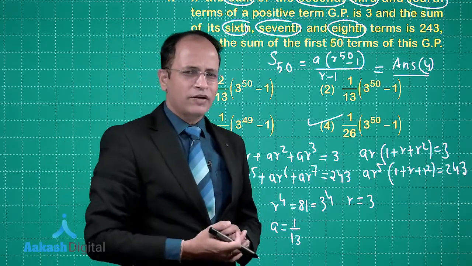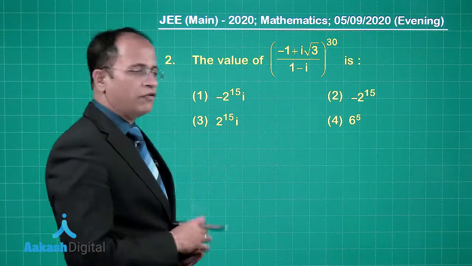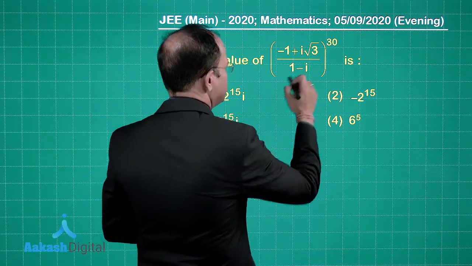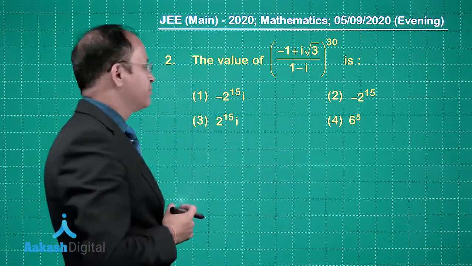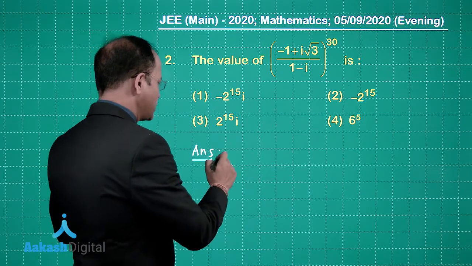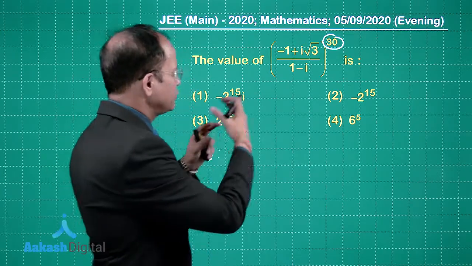Now let me go to the second one. Now let's talk about question number 2. The value of minus 1 plus iota root 3 divided by 1 minus iota, raised to the power 30. So yes, how can you solve this? Because there is a presence of 30 here, which will create a problem for us if we start with the expansion part.